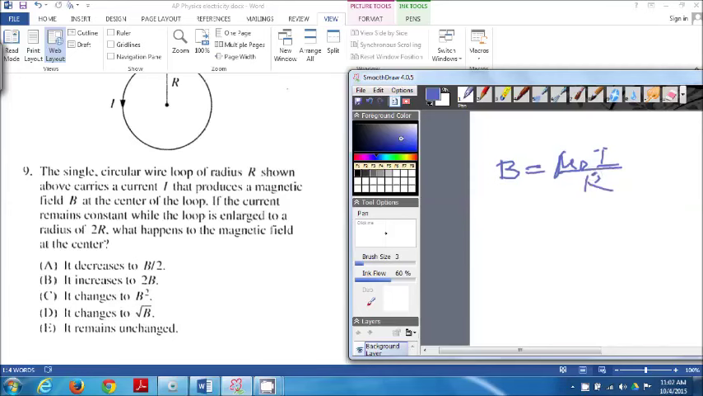So once the radius is doubled, R becomes 2R, then B will be, suppose if this is B0, so this will be B0 by 2. So the answer is that it decreases to B by 2.